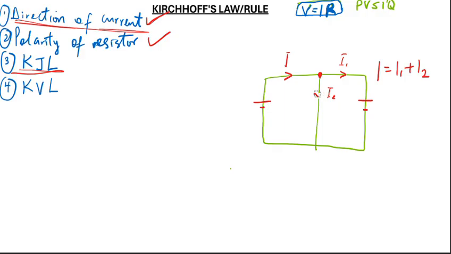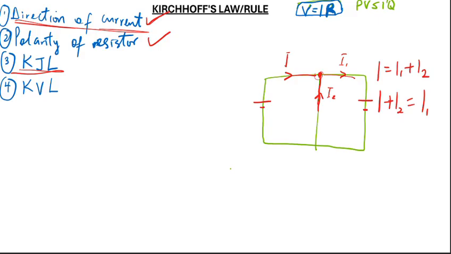But assuming this I2 is facing up like this, what you just do is that, okay, I is entering, and I2 is entering. So you say I plus I2 is equal to I1, because these enter, then the sum of them should leave at I1. That is just the KCL. That's just the KCL rule.